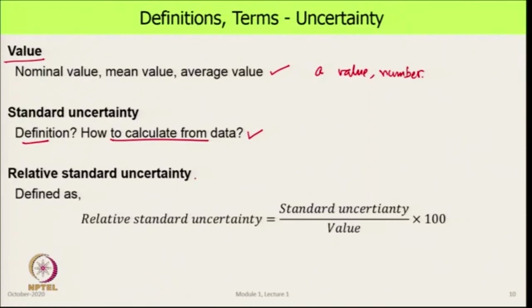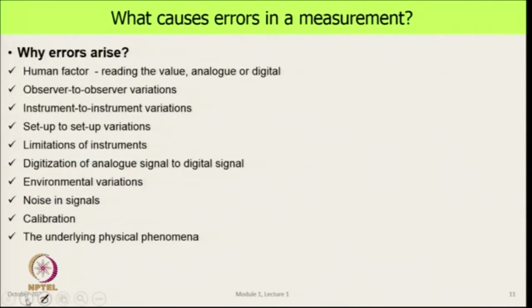And the third term we came across was the relative standard uncertainty, which is the ratio of standard uncertainty to the value multiplied by 100 and often expressed as a percentage. So, we have come across three terms. We will come back to it later on. But first, what is the reason why there are errors in a measurement? There are many reasons for it. A partial listing of those reasons is given on this slide, and we will go through this one by one.